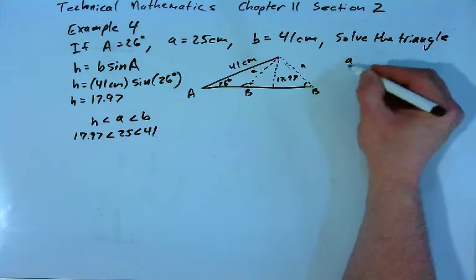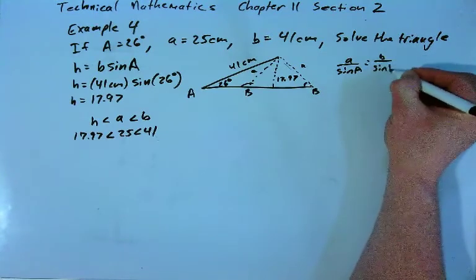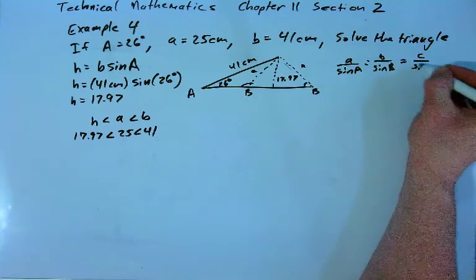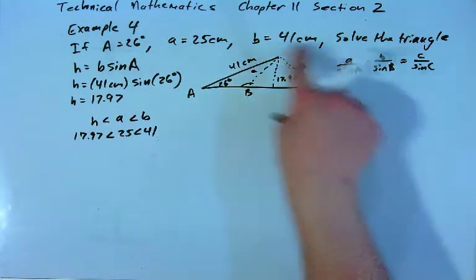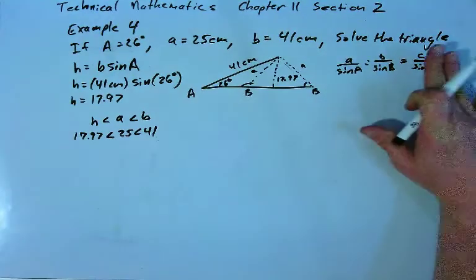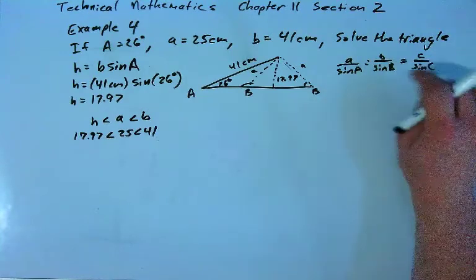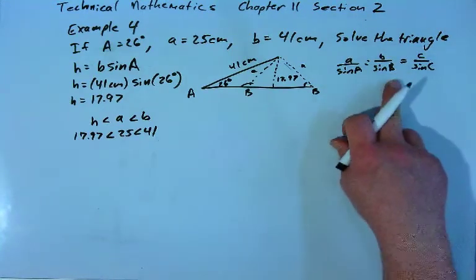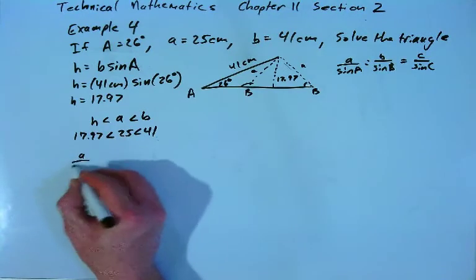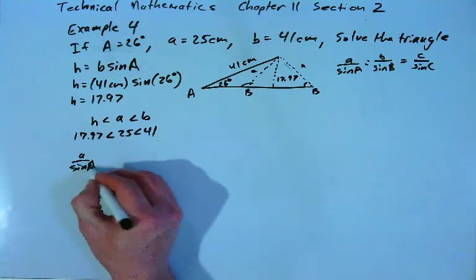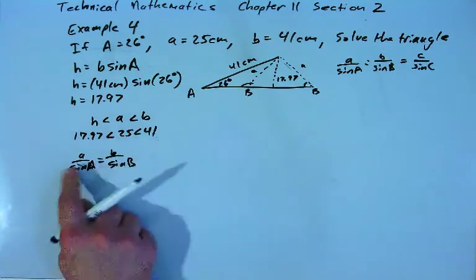We know that a over sine A is equal to b over sine B is equal to c over sine C. That's the law of sines. And so we know angle A, we know side A, and we were given side B. And so we're going to use a over sine A is equal to b over sine B. Right? We know a, we know angle A, we know side b. We're looking for angle B. And so we will have that a over sine A is equal to b over sine B.